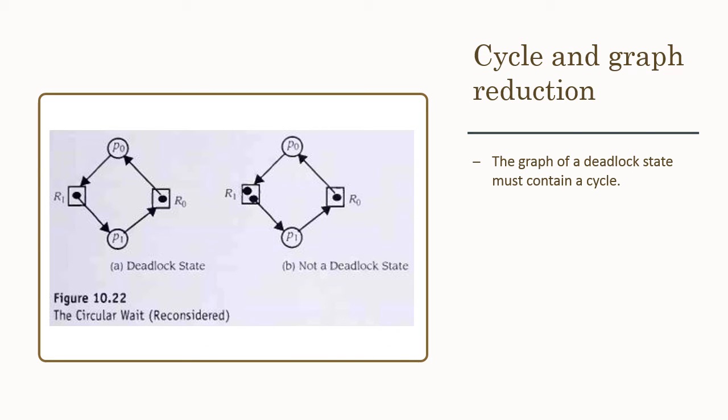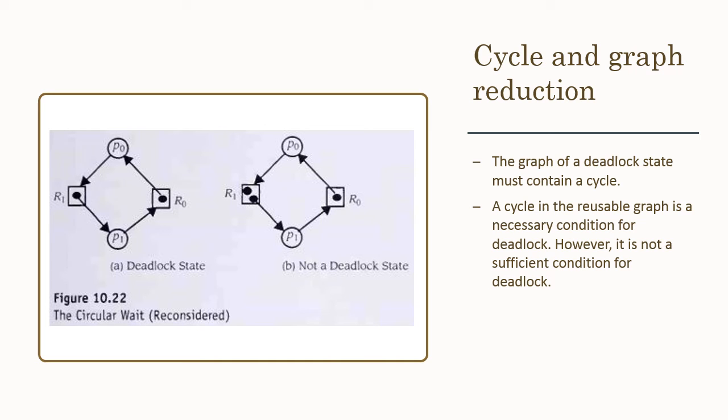The graph of a deadlock state must contain a cycle. A cycle in the reusable graph is a necessary condition for deadlock. However, it is not a sufficient condition for deadlock. Look at the figure shown here. In part A, P0 wants R1. There is one instance of R1 given to P1. P1 wants R0. There is one instance of R0 given to P0. You can clearly see a cycle here.